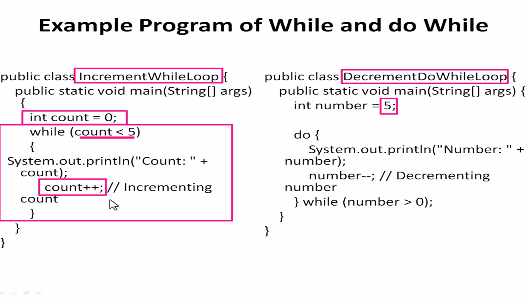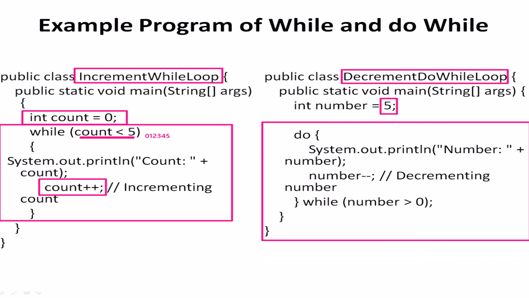So count++. Initially count will be 0, then count will be 1. So it will look like this: initially count is 0, 0 less than 5, which is true. After incrementing, it becomes 1, 1 less than 5, next 2 less than 5, next 3 less than 5, 4 less than 5. Next, when it is 5, 5 less than 5 is false, then it is going to exit from the loop.